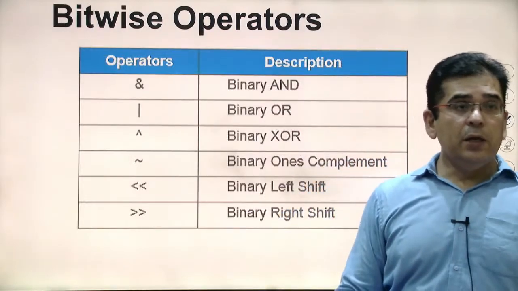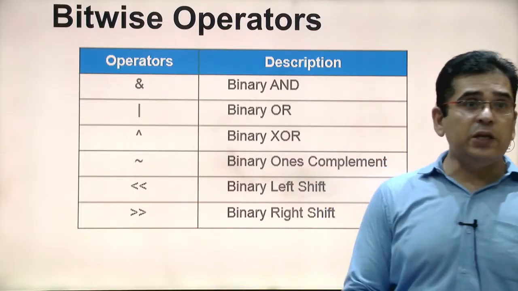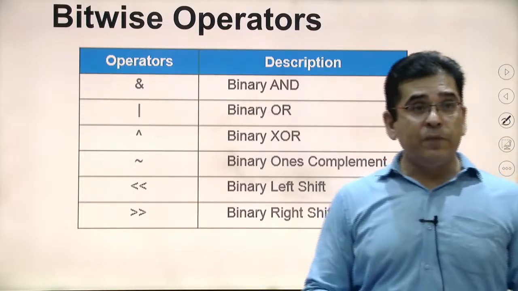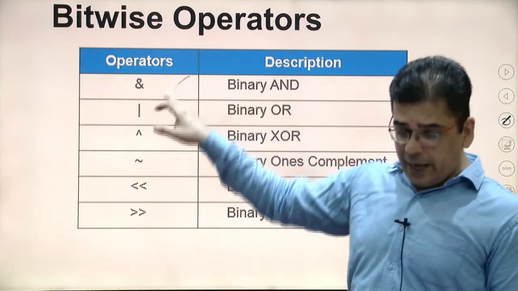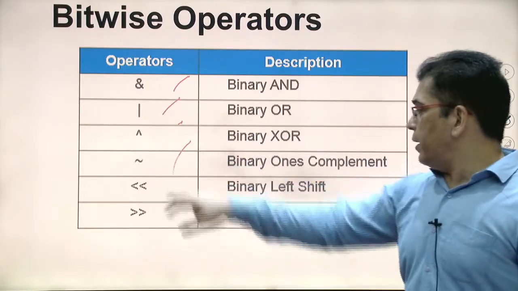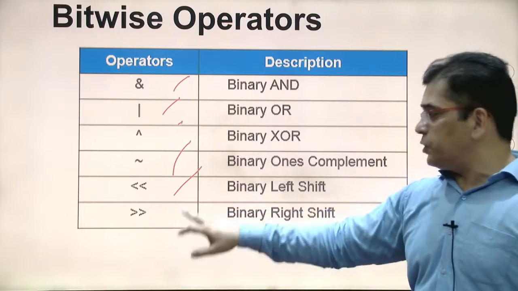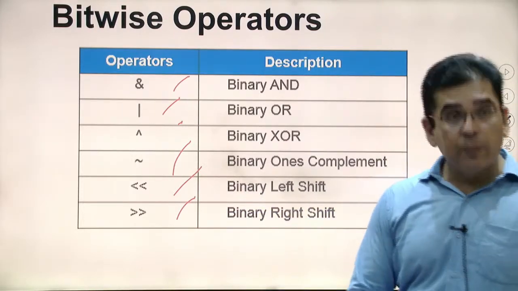Bitwise operators are used everywhere, in digital electronics and binary algebra. In flip-flops and logic gates, all these operators are used, like ampersand for AND operator, OR, raised to power for binary XOR, binary ones complement, binary left shift, binary right shift. Python supports all these kinds of bitwise operators.